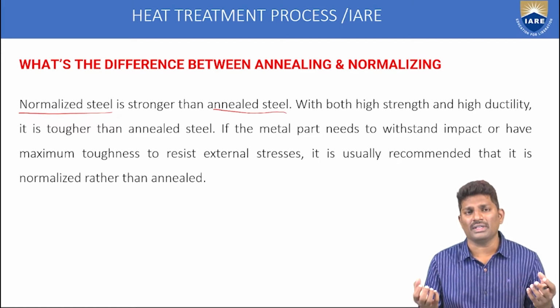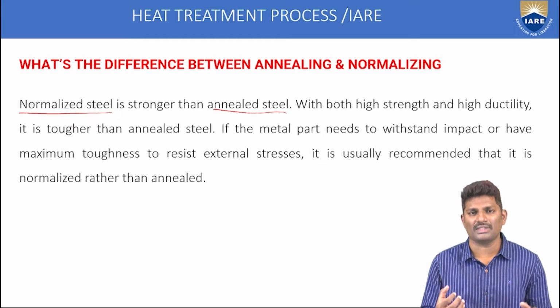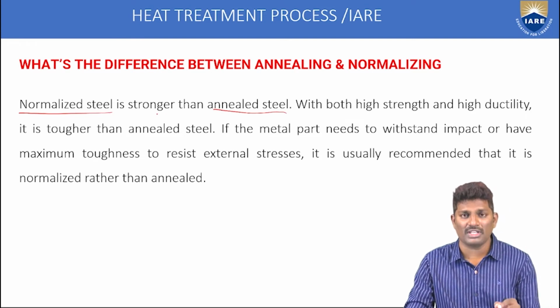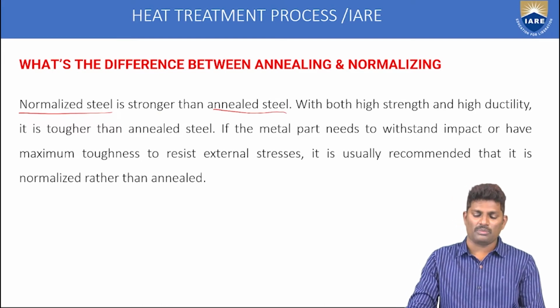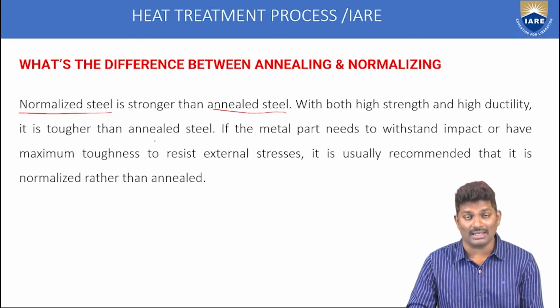so that it does not relieve whatever properties are there. It will incorporate with itself only. That's why the strength will not go anywhere, and the strength of the metal will be very strong compared with the annealed steel. With both high strength and high ductility, normalized steel is tougher than annealed steel.